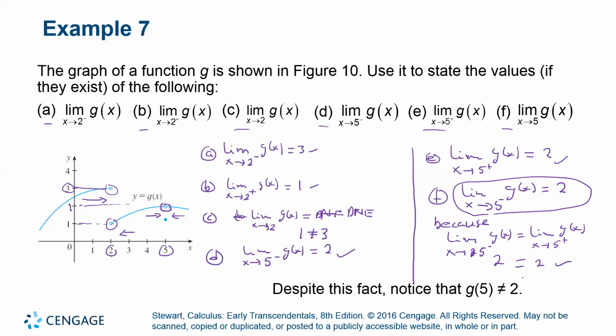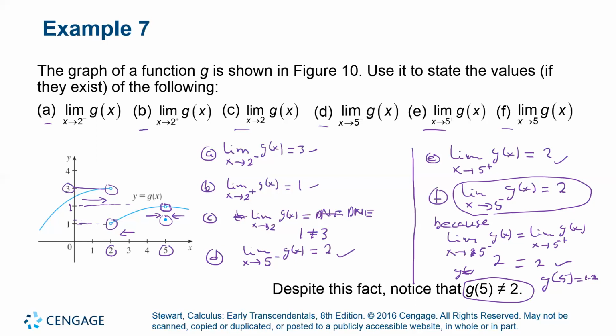What is g of 5? According to the diagram, g of 5 is this value here. Because it exists, and it's actually a little over 1. So I can say that this is maybe 1.2. Now notice that it is not equal to 2. This is not the same as that. It's important to know that.